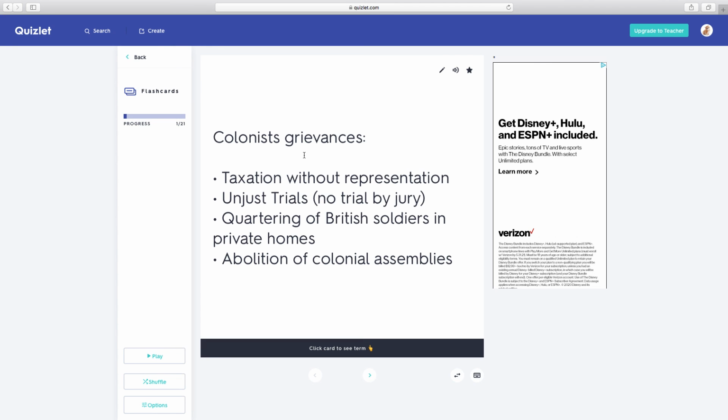Quartering of British soldiers in private homes. So basically the king was forcing the colonists to house British soldiers. This is going to be corrected by the Third Amendment. The abolition of colonial assemblies, right? It makes sense that there was going to be some self-rule, being that England was a 3-month journey by sea away. So there needed to be these local assemblies in order to deal with local issues. The king's going to abolish those as well. All of these are your key grievances of the Declaration of Independence.